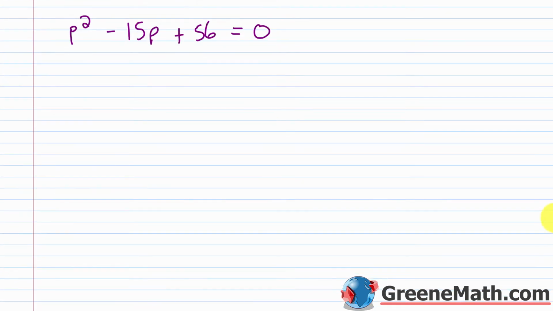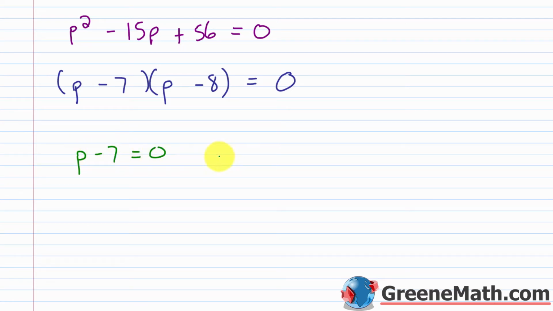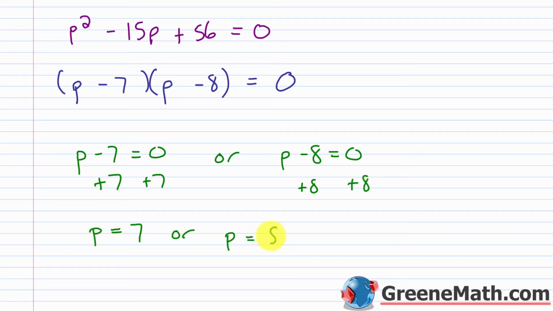And I'm going to factor my left side. I need two integers whose sum is negative 15 and whose product is 56. It's going to be negative 7 and negative 8. So p minus 7, p minus 8. So we know how to solve this. We take each factor that had a variable involved and set it equal to 0. It's called the zero product property. So we'd have p minus 7 equals 0, and also p minus 8 equals 0. Add 7 to both sides here, add 8 to both sides here, and we get p is equal to 7 or p is equal to 8.